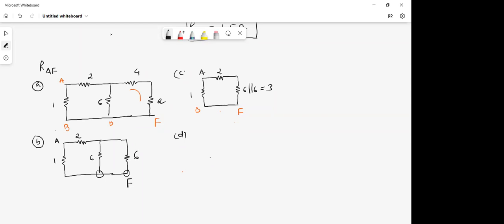Okay. Anyway, fine. So now these two are in series. And since B and F are same, we can very well take them in parallel. 2 and 3 are in series, and then it goes in parallel. Therefore, RAF will be 1 parallel 5. That is 5 by 6.